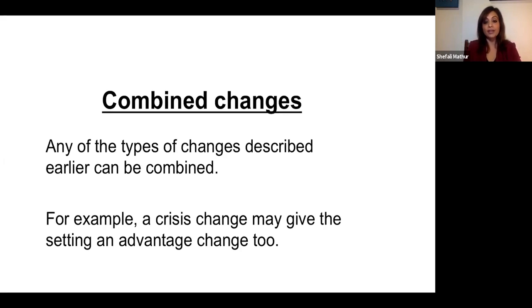So schools and institutions took advantage of that complete lockdown and went into online education. Some nurseries were having cohorts being taught online, or some nurseries were also sending people home. So the home services started. Those are the combined changes, which happen mostly because of a crisis, and then the business unit chooses to take advantage of that crisis and operate, and brings about an advantage change too.